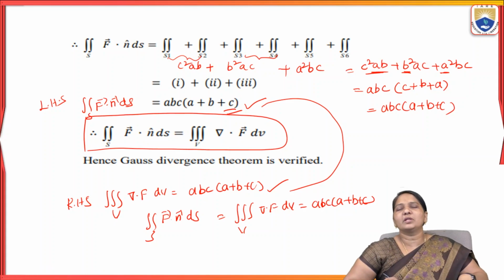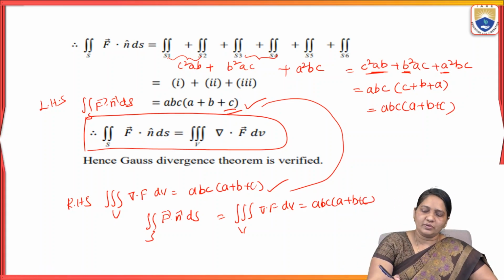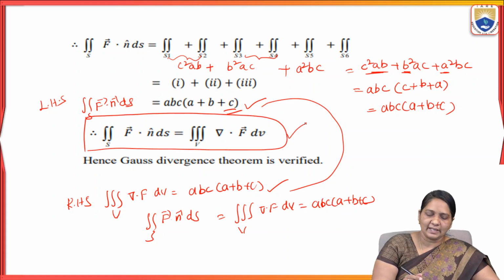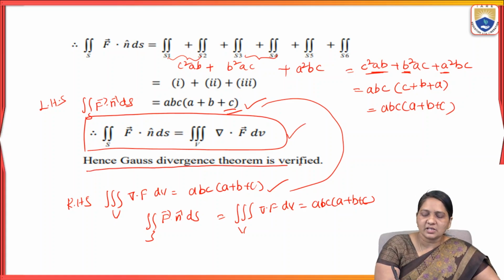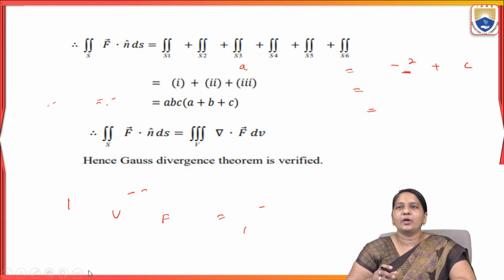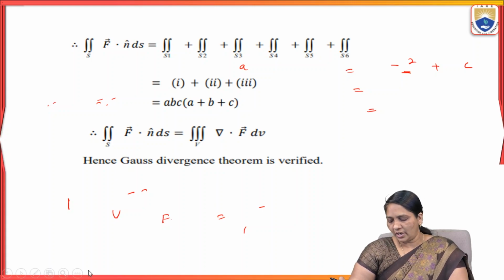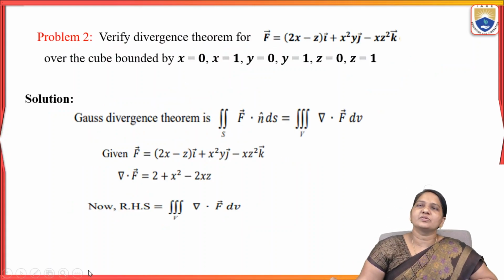In the statement, they are telling us that these two values are equal, so here we proved it from the problem. Hence, we can say that the theorem is verified. I hope you understand this problem. To get better clarity, I am moving to one more problem.